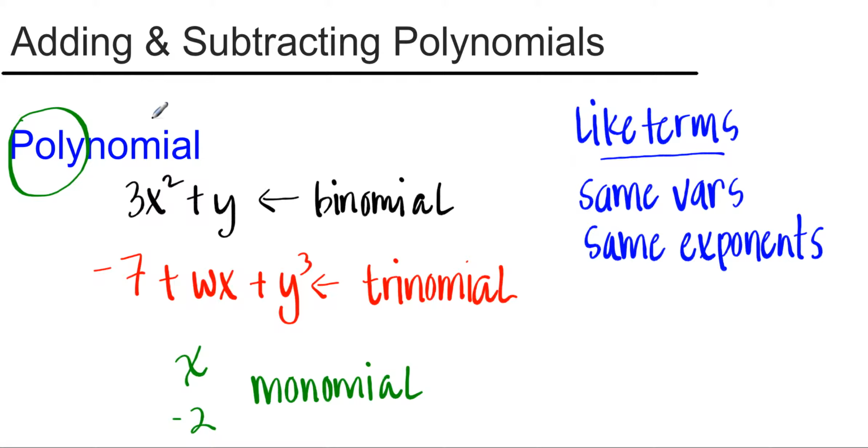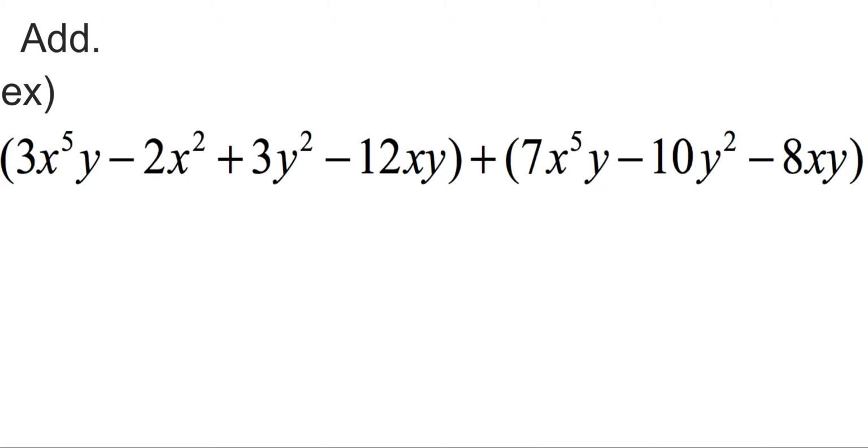So let's take a look at our first example. We've got the quantity 3x to the fifth y minus 2x squared plus 3y squared minus 12xy plus the quantity 7x to the fifth y minus 10y squared minus 8xy. Again, we're looking for like terms when we're adding and subtracting polynomials. So what I'm going to do is start with our first term, 3x to the fifth y, and I'm going to look for any other term that has those same variables with same exponents. So when I go down the line, the only other term I see is 7x to the fifth y.